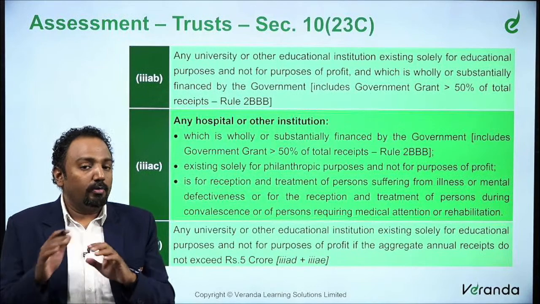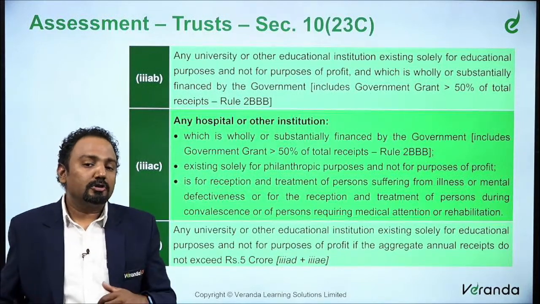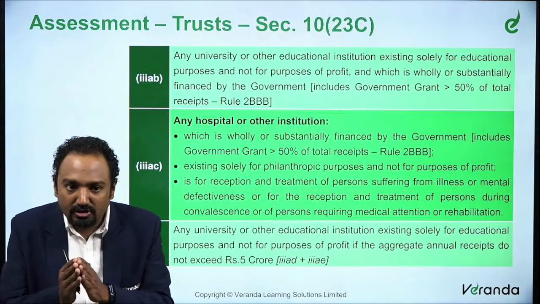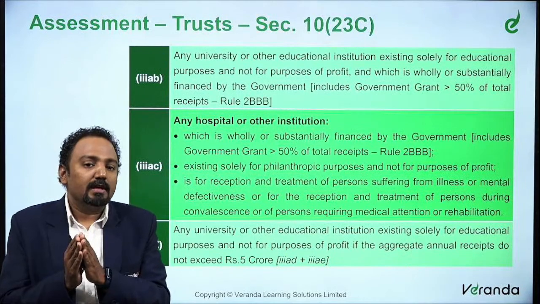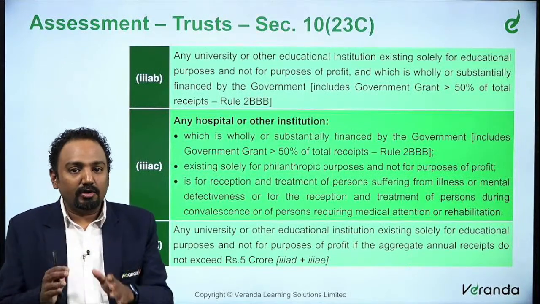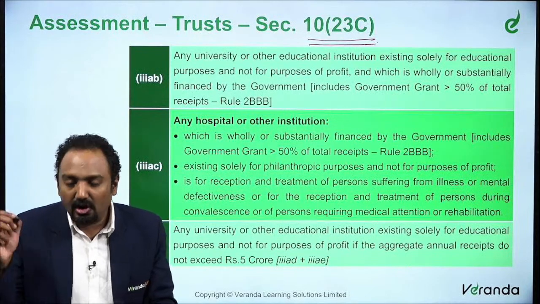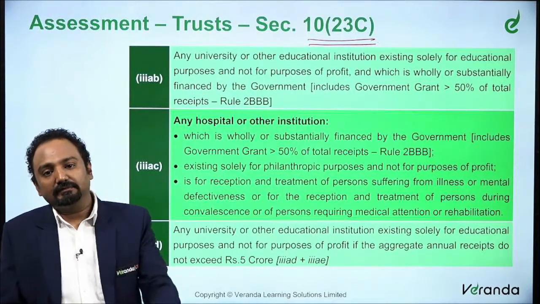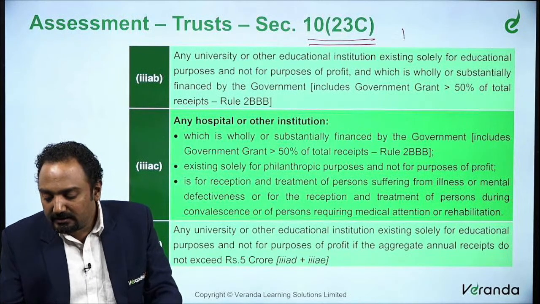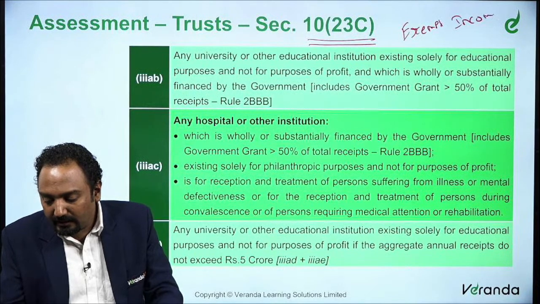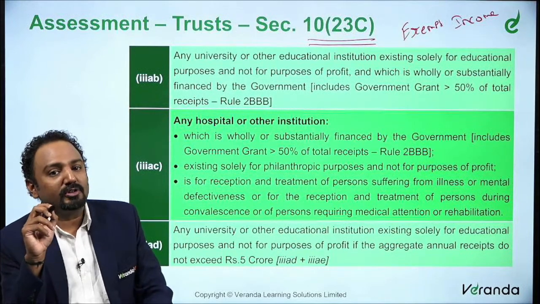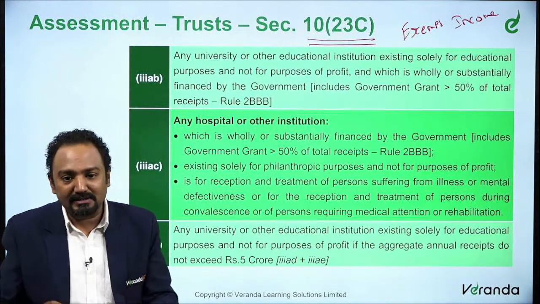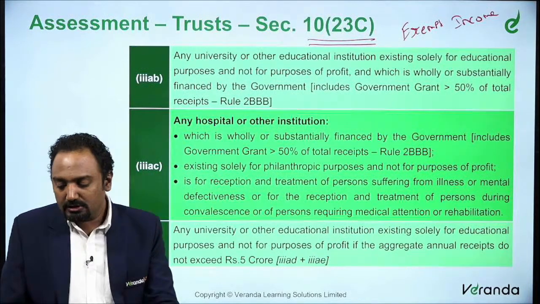So I hope we are now very clear about this concept of charitable purpose, so we will move on to the next section, which talks about the institutions involved. What are the institutions that we are talking about as trust? The first set of activities that we are going to talk about is covered under section 10, clause 23C. What is section 10? It is exempt income. Rather than calling it exempt income, these are incomes that are not includable in the total income. It does not form part of the total income itself.